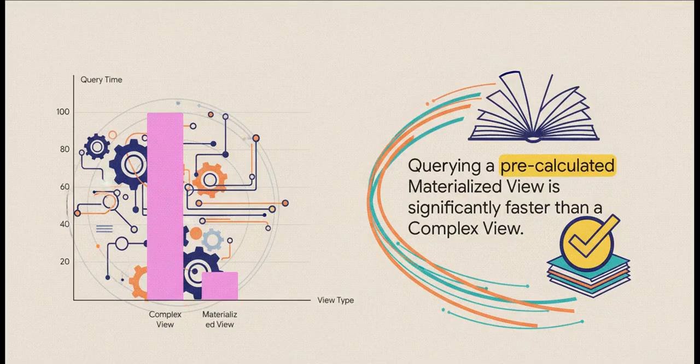So you might be asking, why would we even bother with potentially stale data? Well, the answer is right here on this slide. The performance gain is just staggering. Running our top 5 earners report through a normal complex view is like asking the database to do all the complicated math from scratch, every single time. But querying the materialized view, that's like just picking up a pre-printed report. It is lightning fast because all the hard work has already been done.